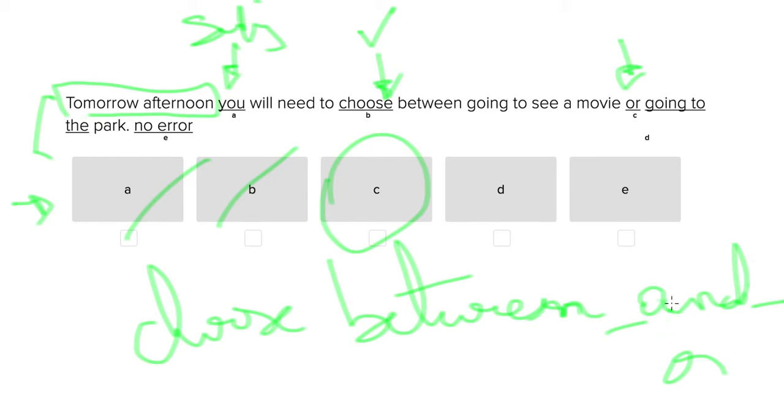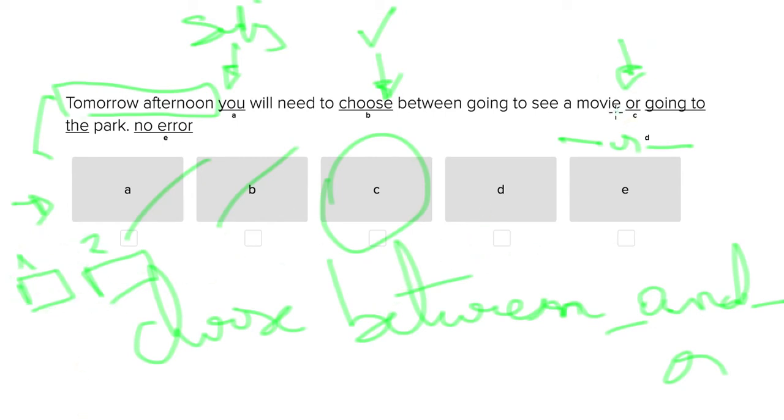And I know this can be counterintuitive because in your mind you think, well, I'm either going to do this or I'm going to do that. But when you say choose between, you have to imagine that the or is already given to you, and you have two things that you're comparing, and the two things that you're comparing is what you have to provide after the between. So there's going to be a group of two things, thing one and thing two, that you are going to compare, that you're going to choose from.